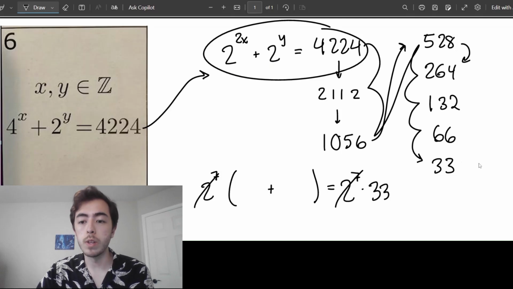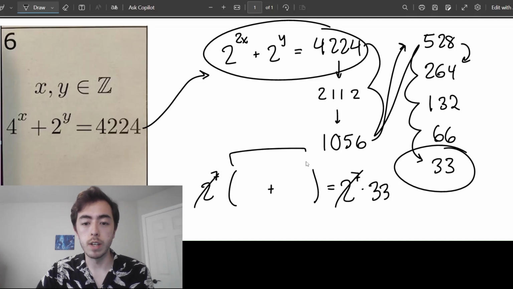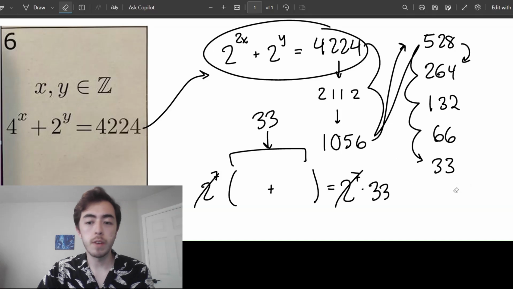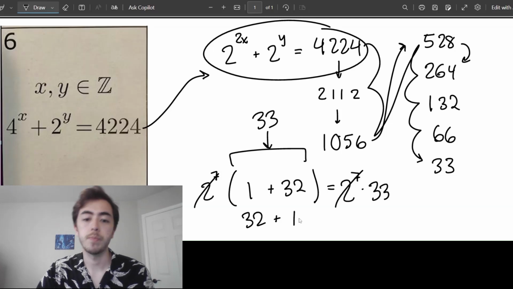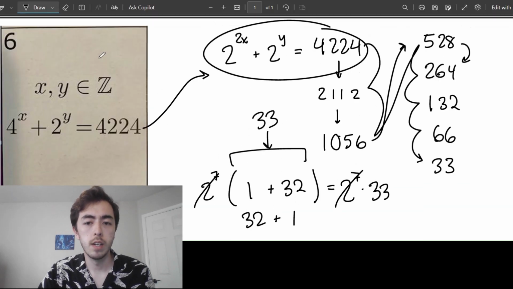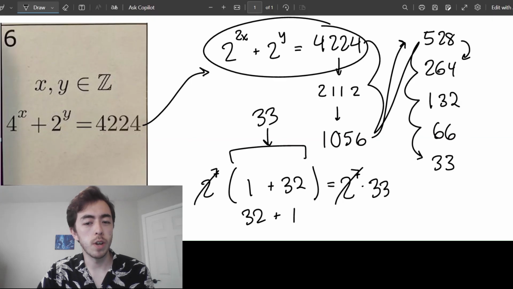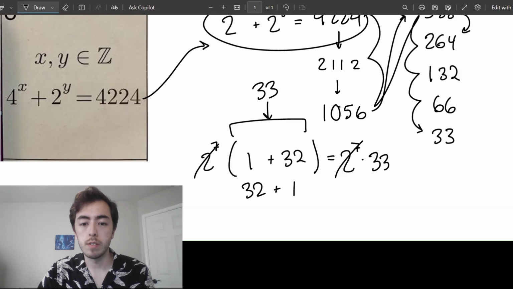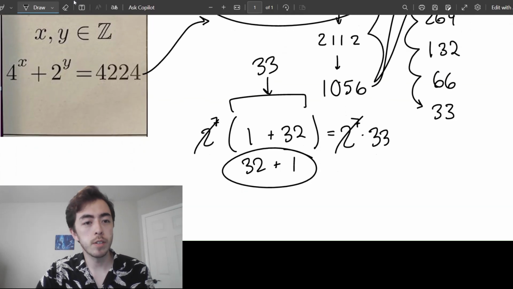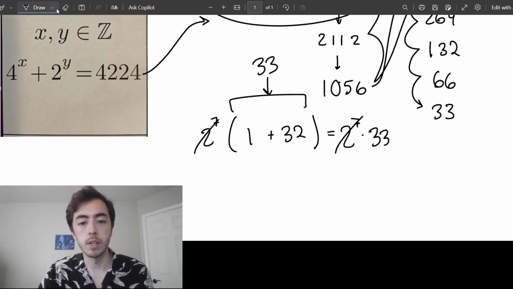So really the only way for this number right here to be 33 is if we have a 1 plus 32 or a 32 plus 1. Let's see what happens if we try either one and just see what works. I'm assuming this is going to be the right answer, but I just want to see what happens if we try something else. So we could have a 1 plus 32 right here.